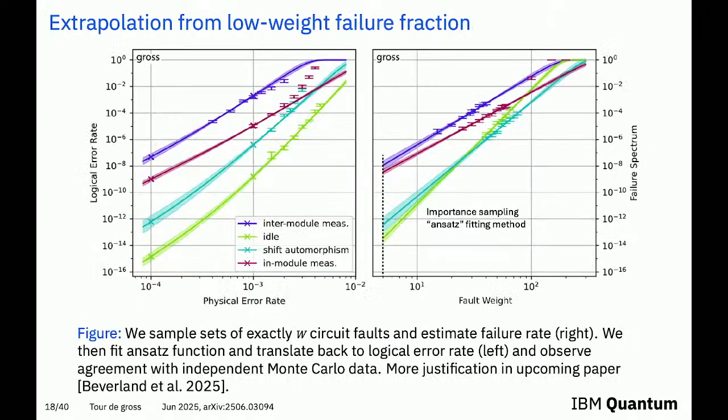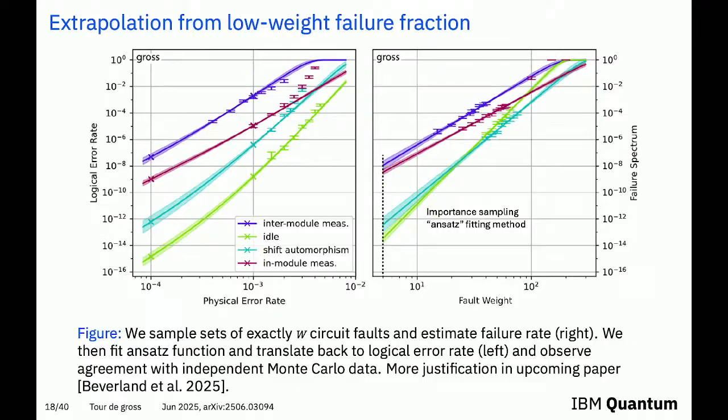So we developed a new technique for extrapolation, which starts with sampling weights of faults of exactly weight W. So let's say we sample sets of circuit faults that have exactly W faults, and we estimate what the failure rate is for those sets. So let's say we have 30 faults, and what probability does the decoder fail? It gives us a logical error.